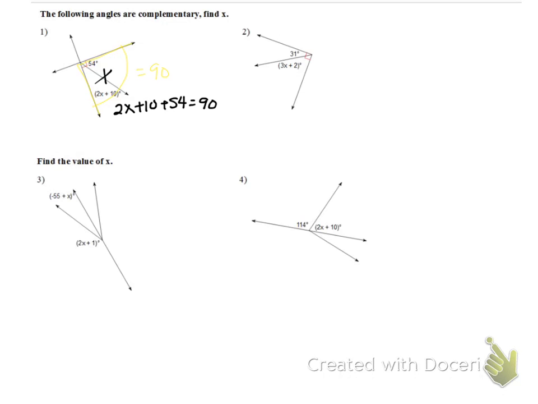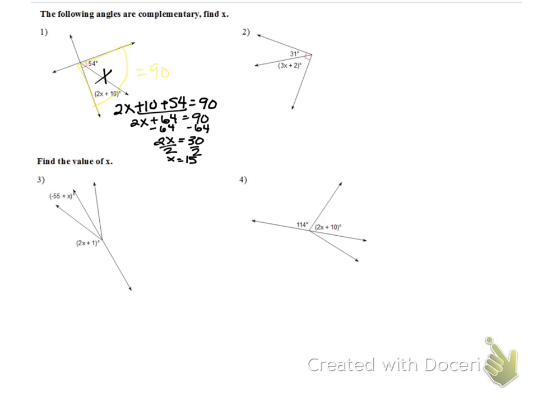So now we solve, just like we've been doing before. Combine our like terms first. So 10 plus 54 gets us 64. So 2x plus 64 equals 90. Now you got to get rid of that 64 on both sides, so subtract 64. And I got 2x equals 30. Divide by 2. And x equals 15. Again, it's just asking us to find x, so there's nothing else we need to do there.